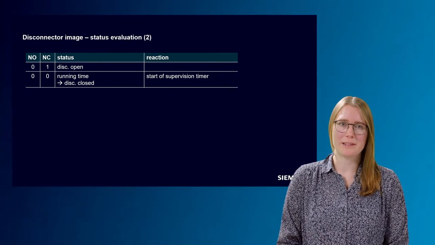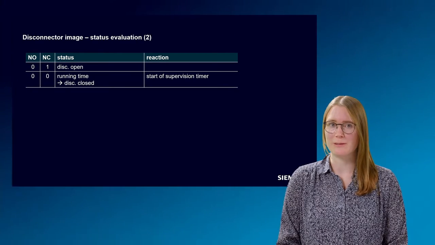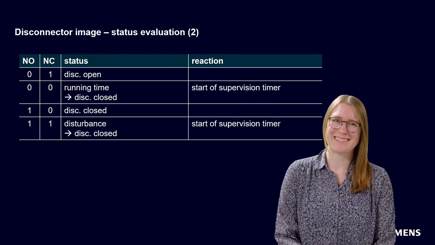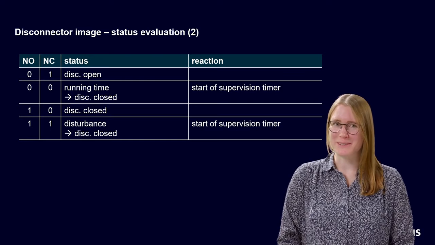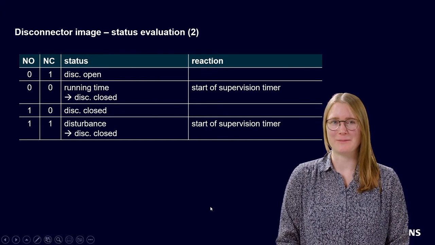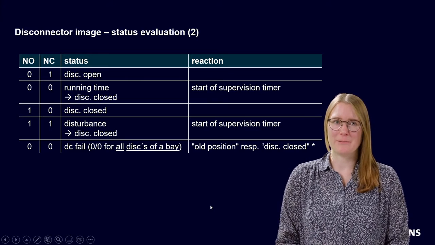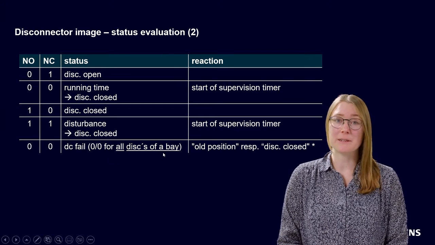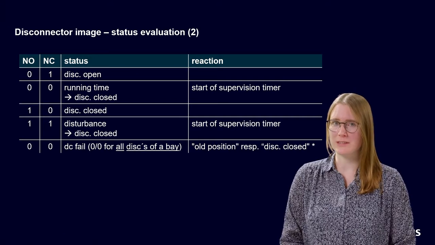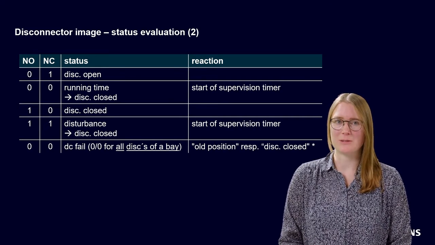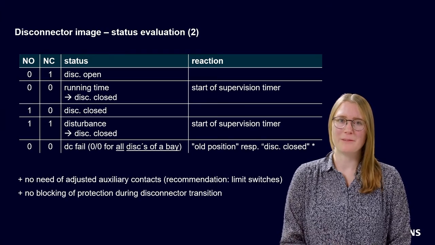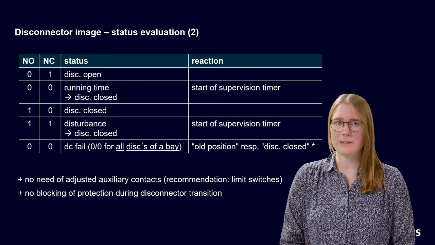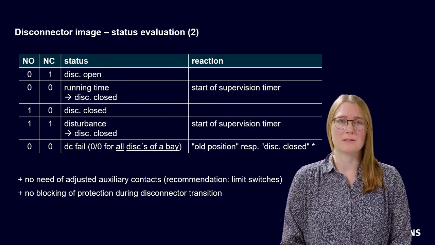The normally open contact is 1 and the normally closed contact is 0. The disconnector is closed. If both contacts are high, something seems to be disturbed and a supervision timer is started as well. If there is a supply voltage failure, all position inputs of one bay have the status 0. In this case, it can be decided by setting if the last known position should be assumed or if the disconnector status should be closed. The benefits of the disconnector treatment are that there is no need of adjusted contacts and the busbar protection is active even during the disconnector transition.